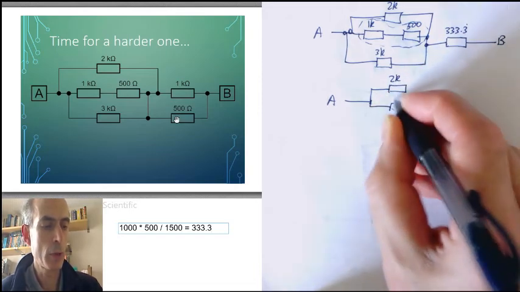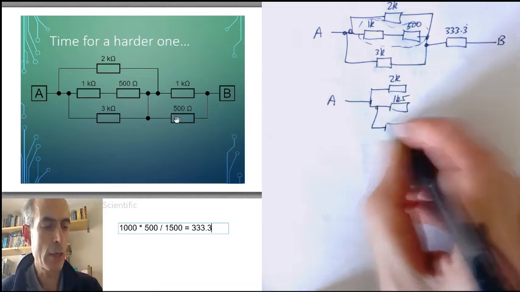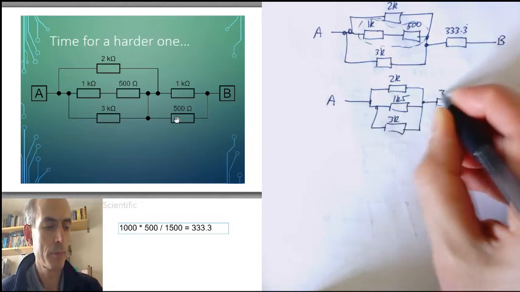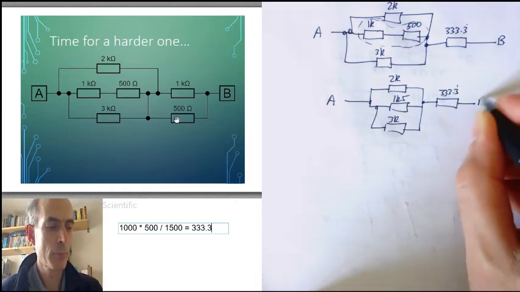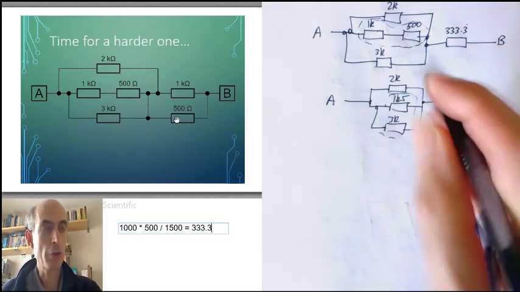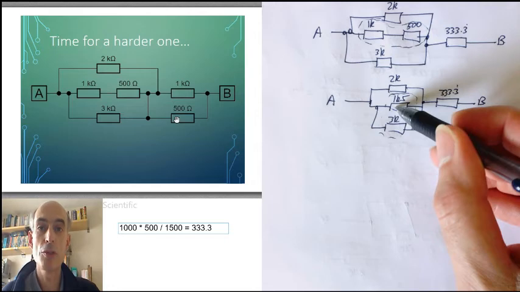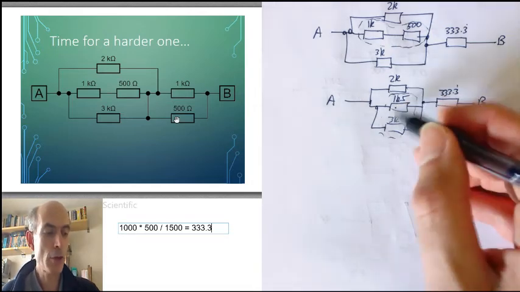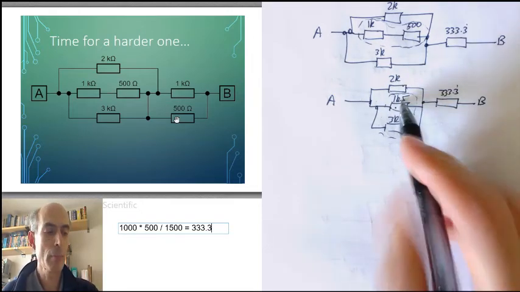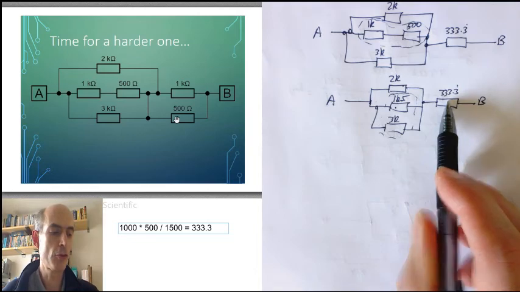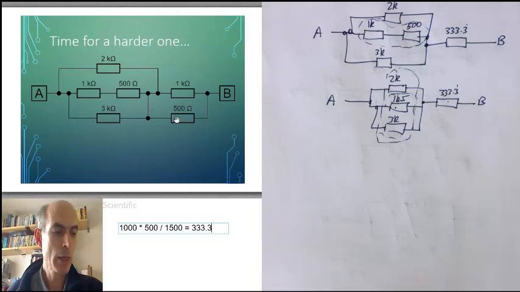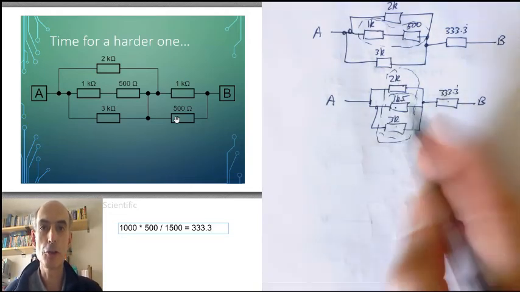2K, 1K5, 3K, 333. Now, I could just treat these two resistors as a parallel combination, replace them with a single resistor, and then that new resistor would be in parallel with this resistor. I could replace that with a single resistor and then combine it with this series resistor. But instead, since I have three in parallel and it will save a little bit of time, I will use the formula for three resistors in parallel.